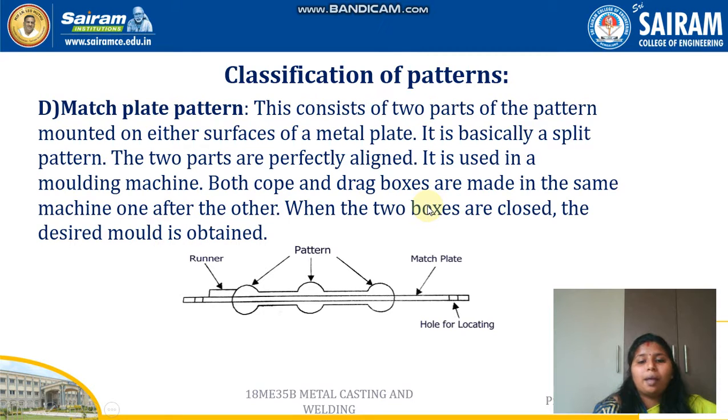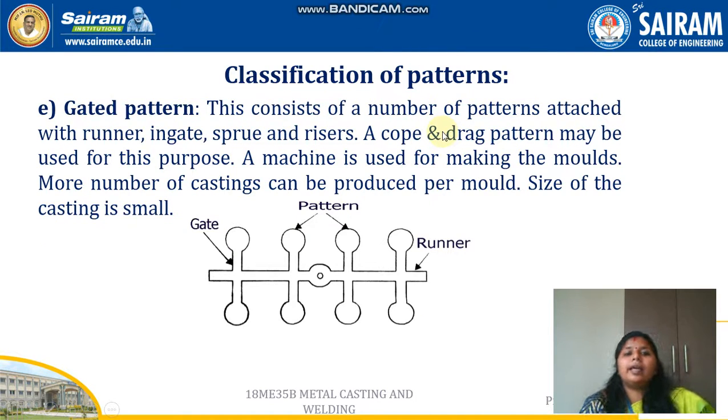And the next one is the match plate pattern. This consists of two parts of the pattern mounted on either side of a metal plate. A metal plate is placed and the pattern is placed on either side of the metal plate, and it is perfectly aligned. It is used in a molding machine. Both the cope and drag boxes are made in the same machine one after the other. When the two boxes are closed, the desired mold is obtained. This is mainly used not for manual work, but for casting that can be done in a molding machine.